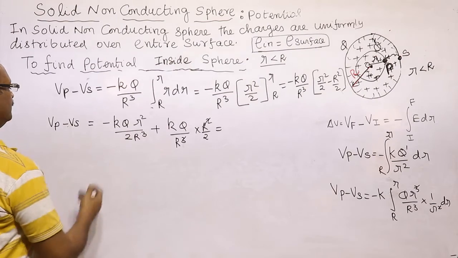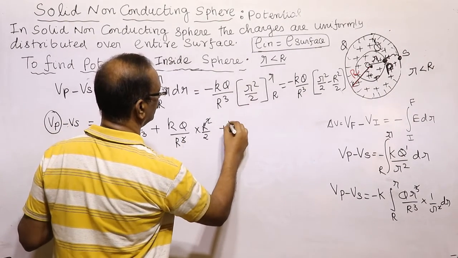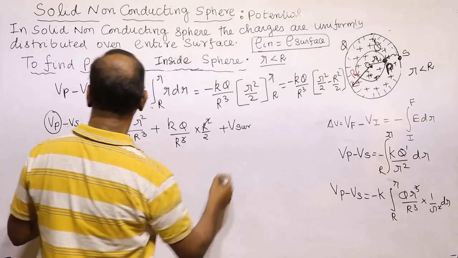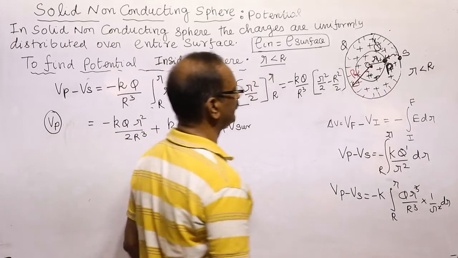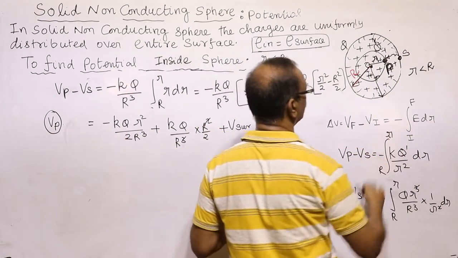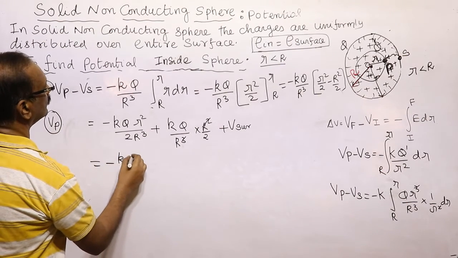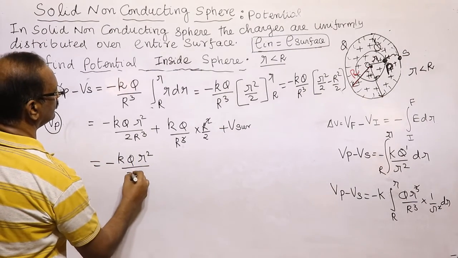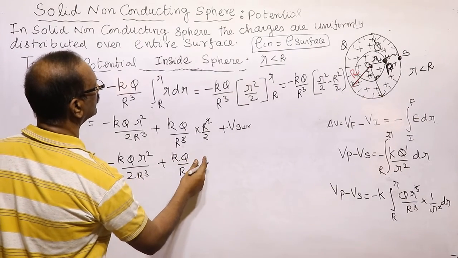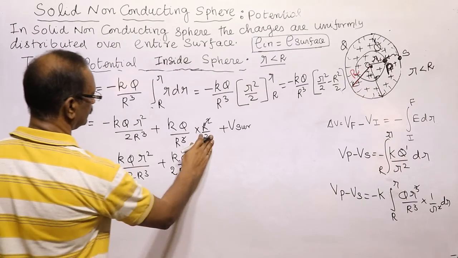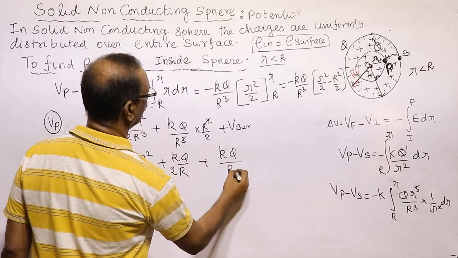So if we take this Vs, because we are interested to find out this one, we can take it to this side. So this will become V at the surface. What is the potential at the surface of radius r? Potential at the surface of radius r is equal to minus k q r square by 2r cube, plus kq by R into 2. Potential at the surface is equal to kq by R.